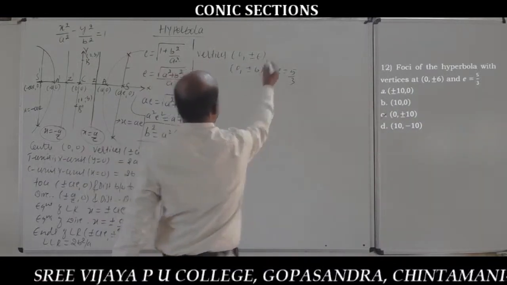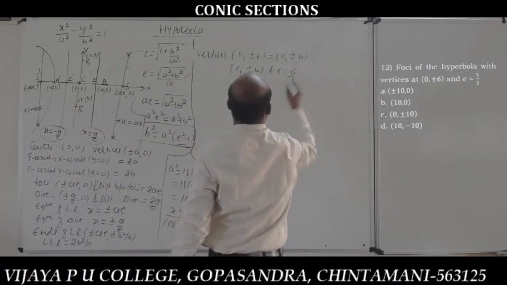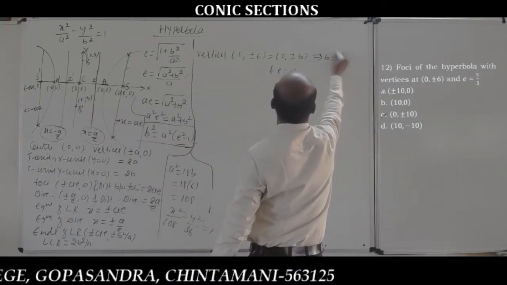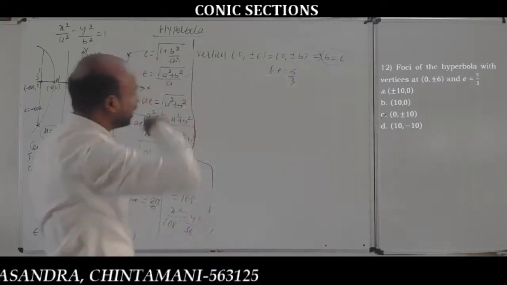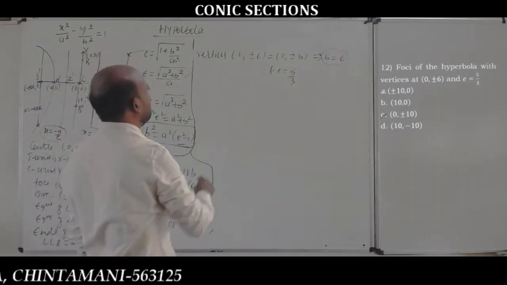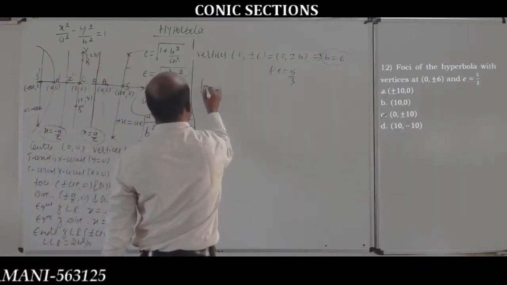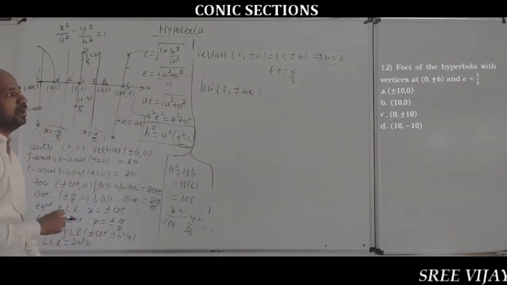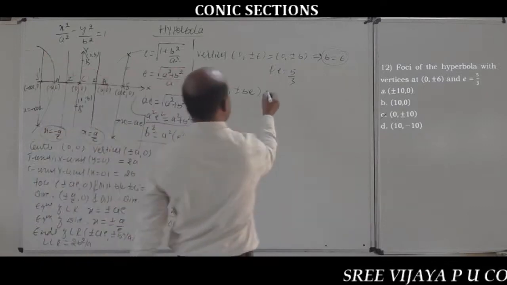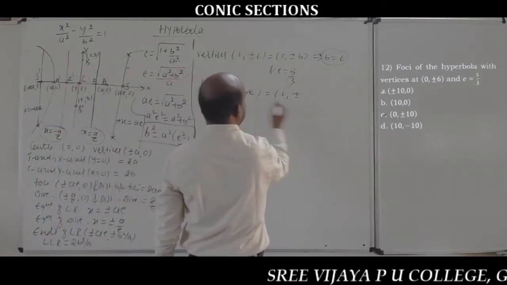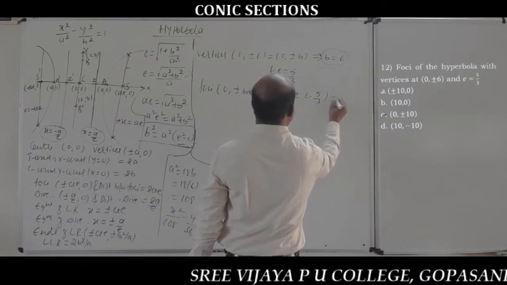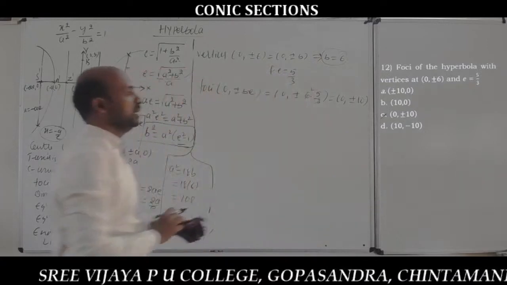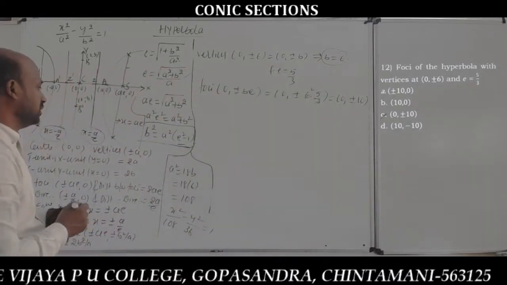So by comparing these two, it implies the value of b is equal to 6. Okay, we have to find the coordinates of the foci, which are 0 comma plus or minus b e for the conjugate hyperbola. We know the value of b and the value of e, so you will get 0 comma plus or minus, b is 6, e is 5/3, that is 0 comma plus or minus 10. Coordinates of foci: 0 comma plus or minus 10.